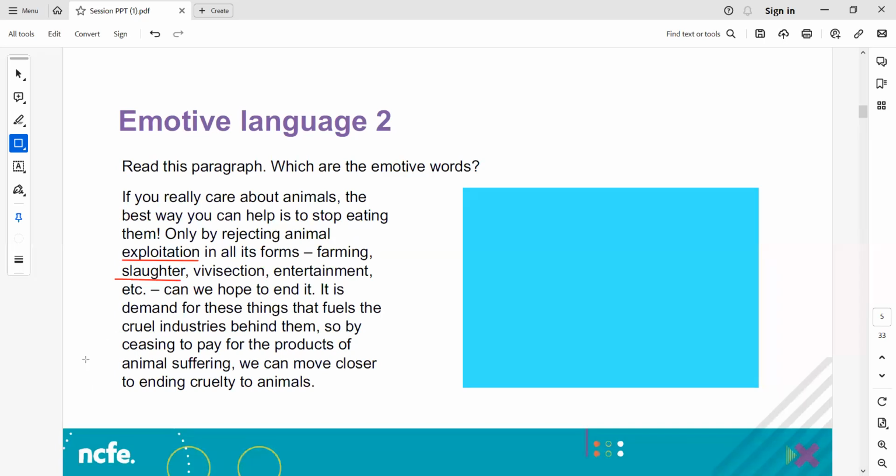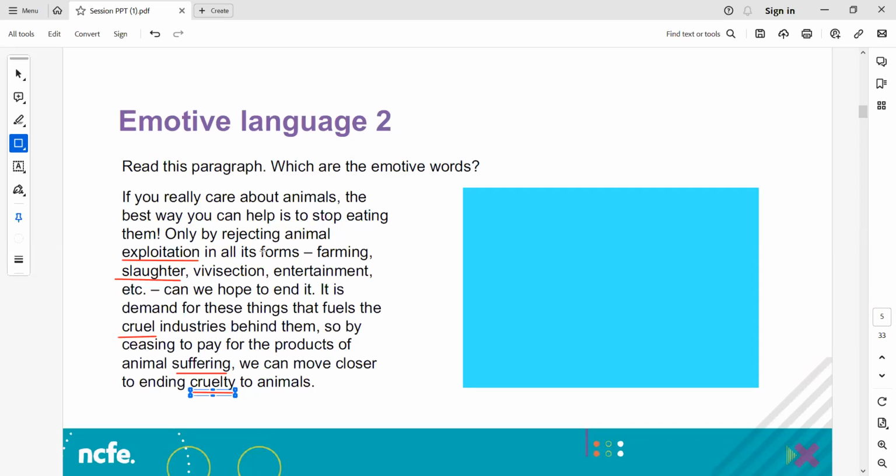Any other words that you can see that show what this person thinks, and how they are trying to affect us as the reader? What emotive words have they used to describe the industries? Cruel industries. Good. Cruel. Industry. And we've got suffering, and again, cruelty. Yeah. Okay, so can you see how that emotive language is trying to influence the reader?